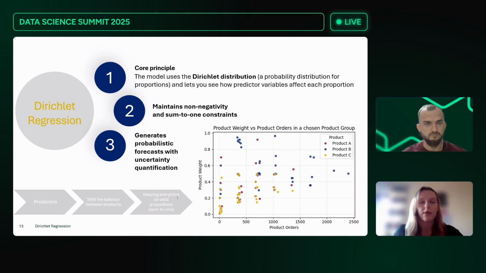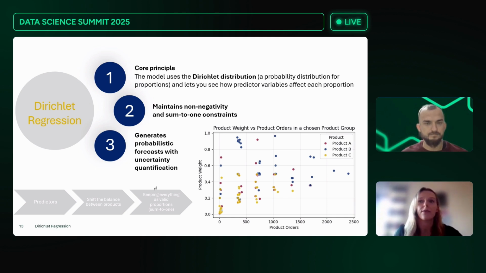Dirichlet regression brings some advantages. It uses the Dirichlet distribution to model proportion uncertainty because proportions aren't fixed. They change over time due to seasonality, promotions, and market dynamics. Dirichlet regression captures the correlation structure between proportions. If one product takes a larger share, others must compensate. Secondly, it maintains non-negativity and the sum-to-1 constraint. You can't get invalid proportions.